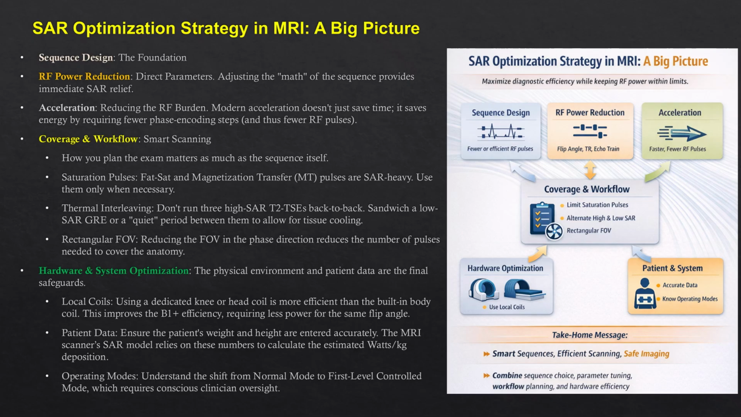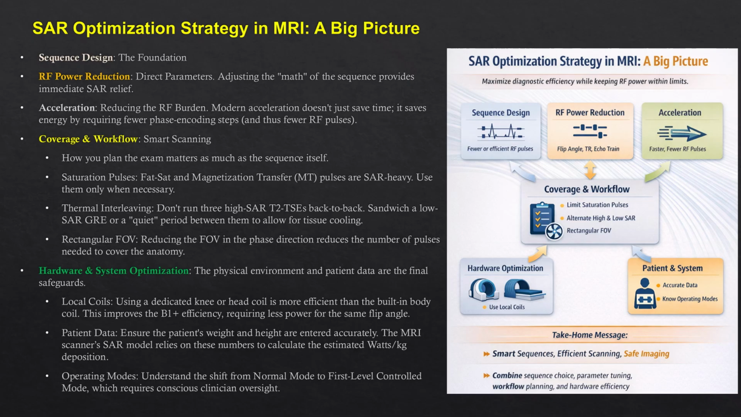Modern acceleration techniques go beyond simply reducing scan time. By decreasing the number of phase encoding steps, they reduce the total number of RF pulses required. Fewer RF pulses translate directly into lower cumulative energy deposition, making acceleration both a speed and safety strategy. How the exam is planned matters as much as the sequence itself. Smart scanning requires careful consideration of coverage and workflow to ensure efficiency without unnecessary energy deposition. Finally, hardware and system optimization serve as the final safeguard.